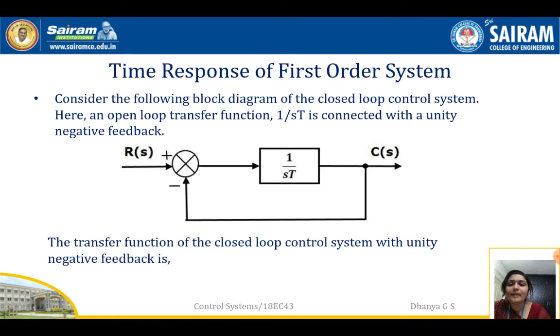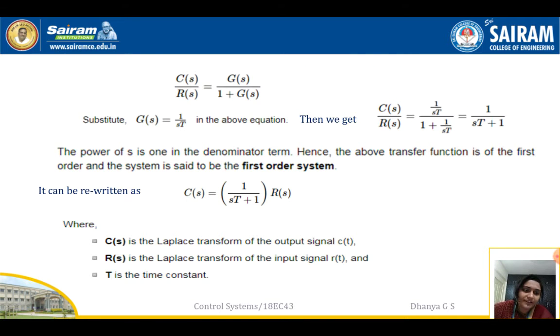So if you have to find the transfer function of the given system, you know that transfer function is nothing but output by input. Your output here is C of s and your input is R of s. So you can write the transfer function as C of s by R of s is equal to G of s divided by 1 plus G of s. Actually, the equation is C of s by R of s is equal to G of s divided by 1 plus G of s into H of s. Here H of s is nothing but feedback. It is unity over here. So the equation has come like this.